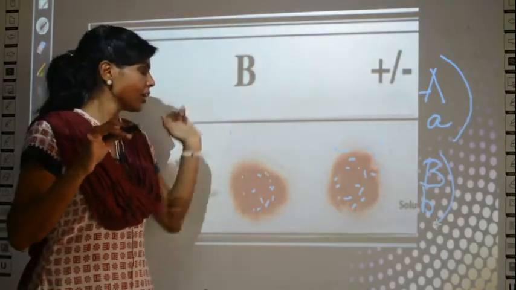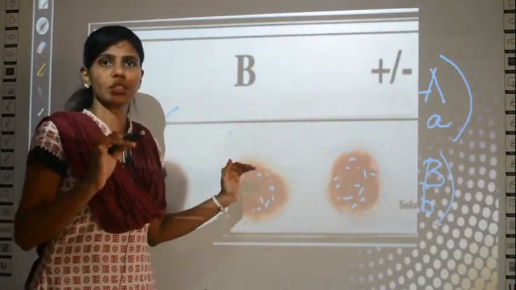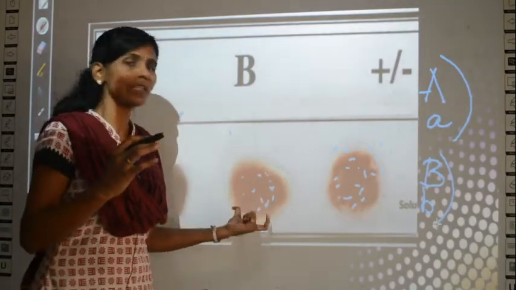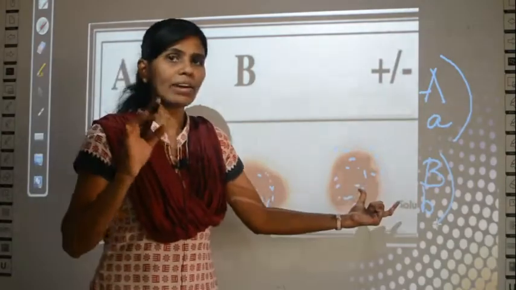So, that antibody B has clotted with his blood antigens. So, we can declare that the blood group is B blood group. Okay.